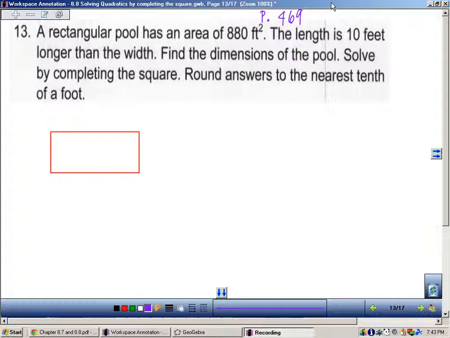All righty. Now, a rectangular pool has an area of 880 square feet. The length is 10 feet longer than the width. Find the dimensions of the pool. Solve by completing the square. Round answers to the nearest tenth of a foot.